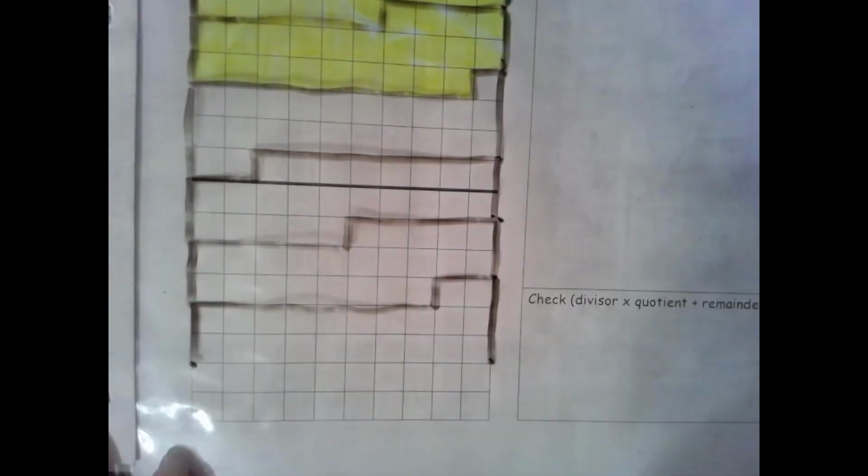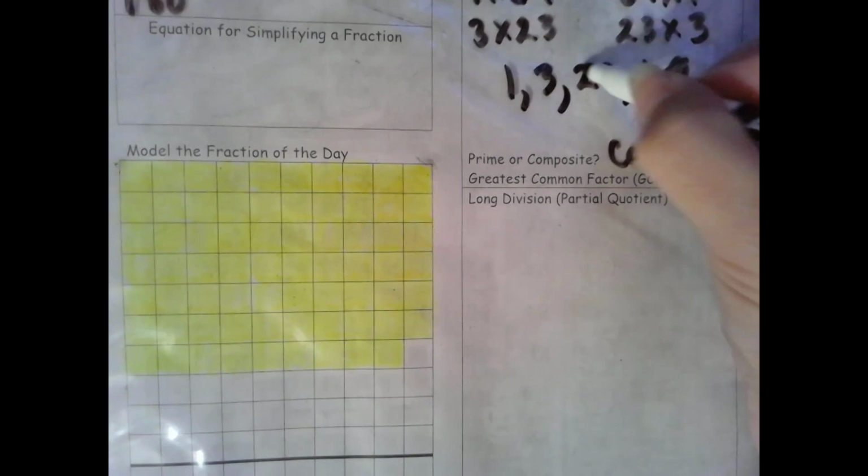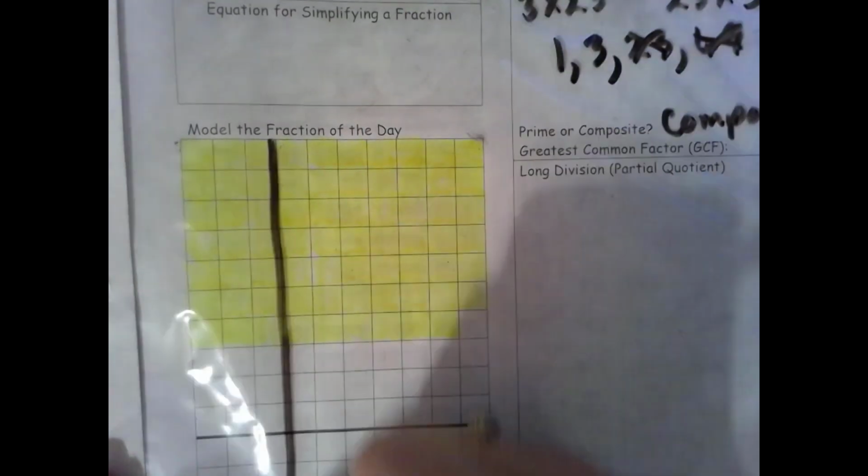2 plus 20 is 22. Plus 1 is 23. I have 19 left over. So that means that 23 does not work, because I can't make another group of 23. Let's try groups of 3. Groups of 3.